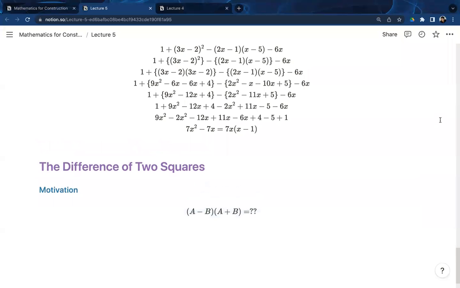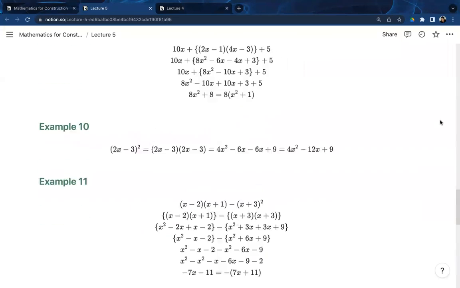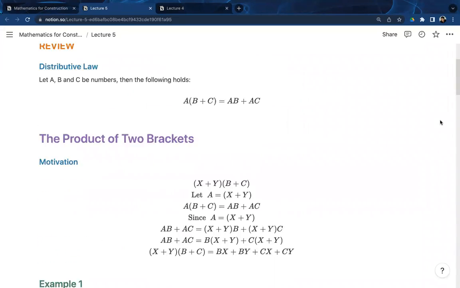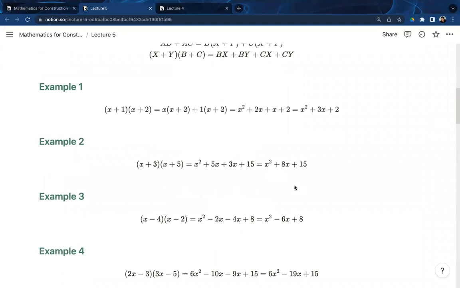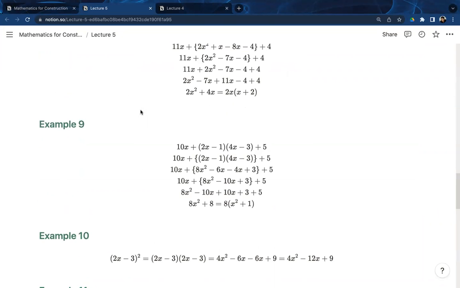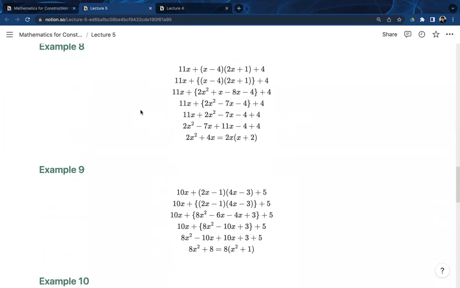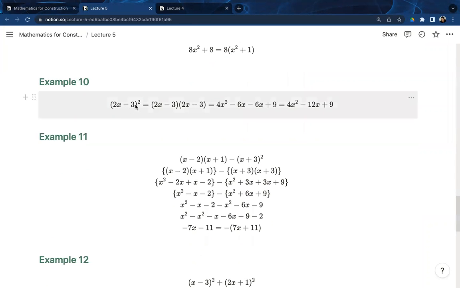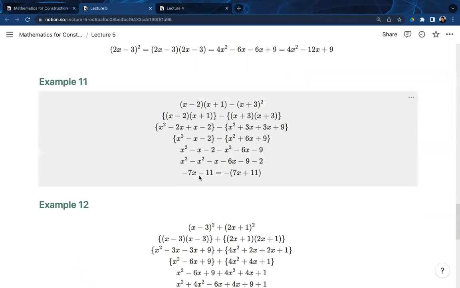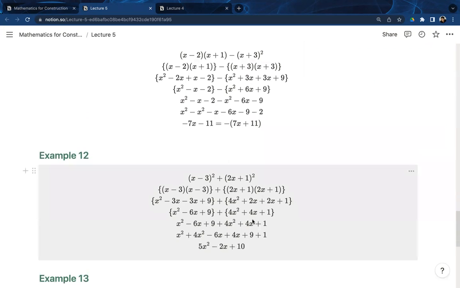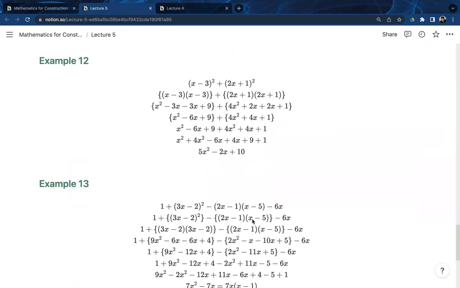So we went through a lot of things today, how to find the product of two brackets. This is a very important thing. Sometimes the brackets are different, and sometimes the brackets are the same, like 2x minus 3 squared. But at the end of the day, it's two brackets. Whether they're different or the same, it's the same principle involved in doing it.